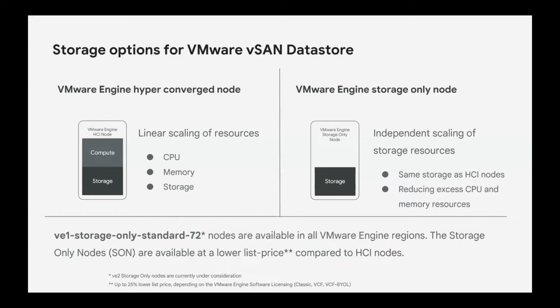Storage only nodes are currently only available for VE1 node types. They come at a lower list price, which might vary based on factors like VE1 or in the future VE2 nodes, and the overall VMware Engine software SKU being used. Currently, the maximum discount for storage only nodes is 25%, but it could be lower depending on the VMware Engine software SKU. Contact your local rep sales specialist for the latest pricing information.